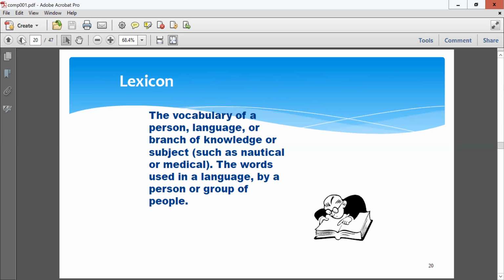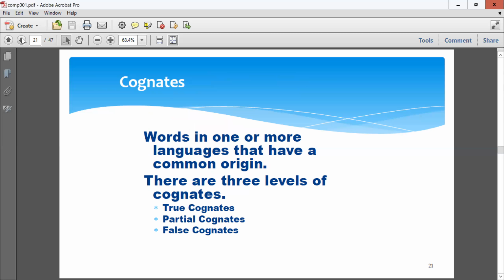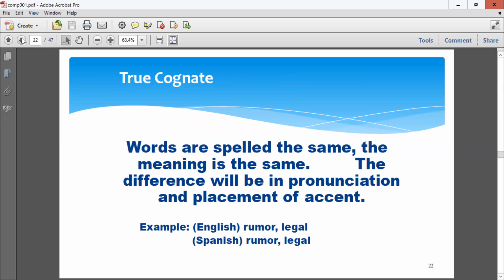Lexicon, once again, is a vocabulary of a person, language, or branch of knowledge. So musical terms, medical terms, so forth. But they are also the words used by a person or a group of people. Within language, we have cognates, words that in one or more language have a common origin. There are 3 levels of cognates: true, partial, and false. A true cognate is spelled the same and the meaning is the same. For example, in English, rumor and legal is spelled exactly the same as in Spanish, rumor and legal.